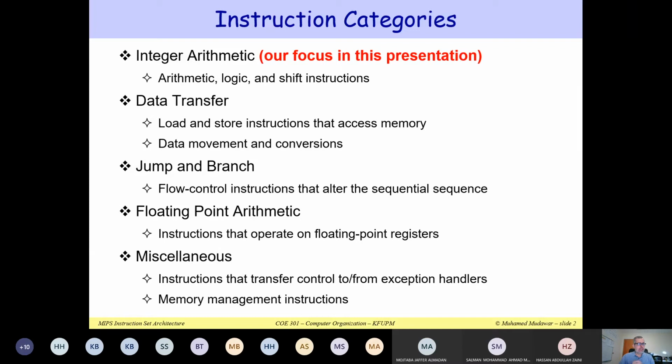So these are the different instruction categories that exist under the MIPS architecture. As I said, our focus in this lecture will be on the first category, which is the integer arithmetic. If you have any question, please feel free to interrupt me at any point. Or you can raise your hand, I will see that.